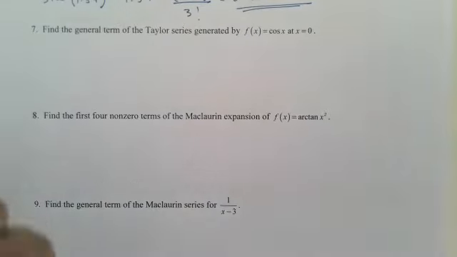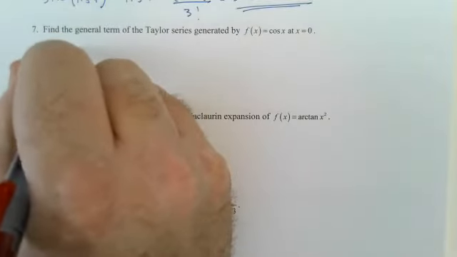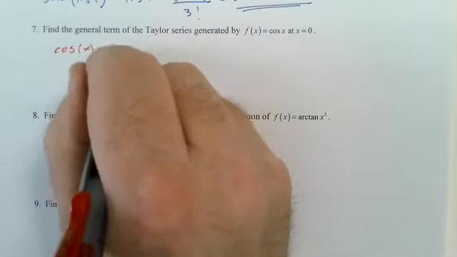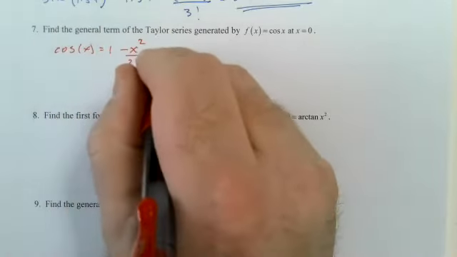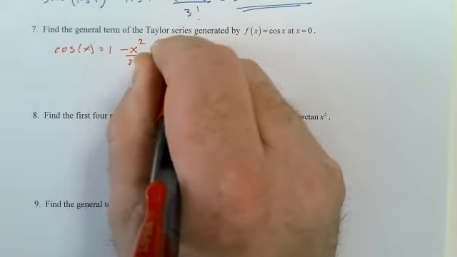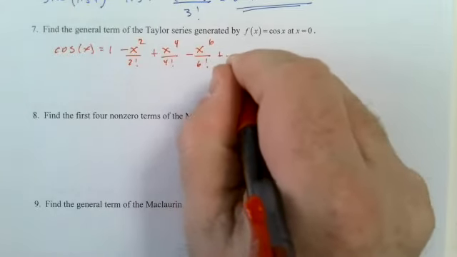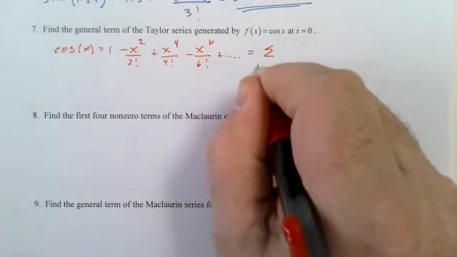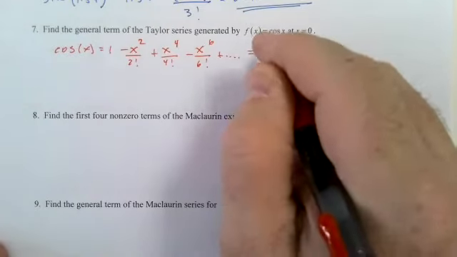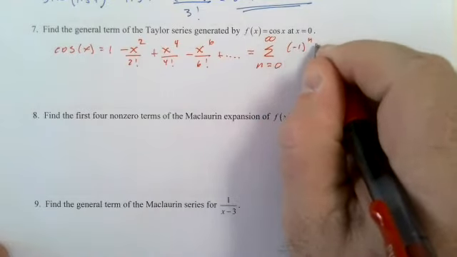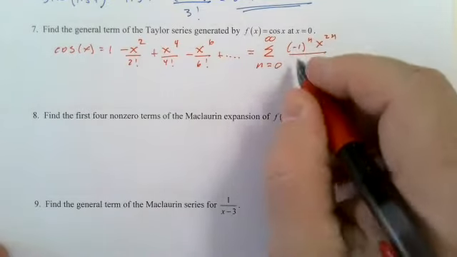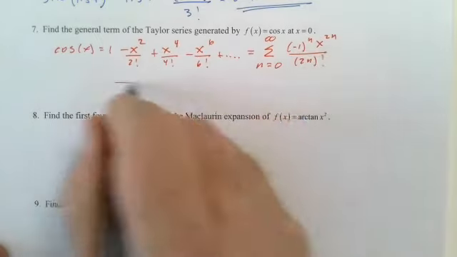Find the general term of the Taylor series. It's actually Maclaurin, but Taylor is not inaccurate. Cosine of x equals 1 minus x squared over 2 factorial plus x to the 4th over 4 factorial minus x to the 6th over 6 factorial, dot dot dot, equals the sum from n equals 0 to infinity of negative 1 to the n x to the 2n over 2n factorial.